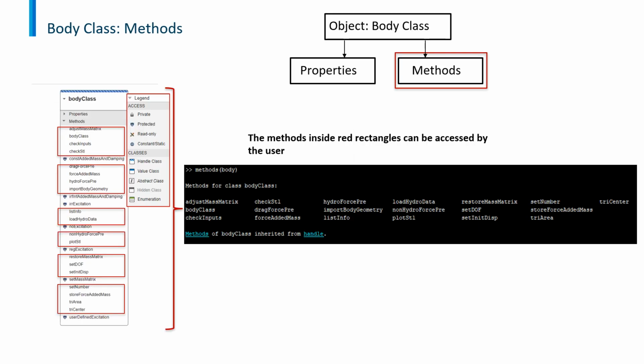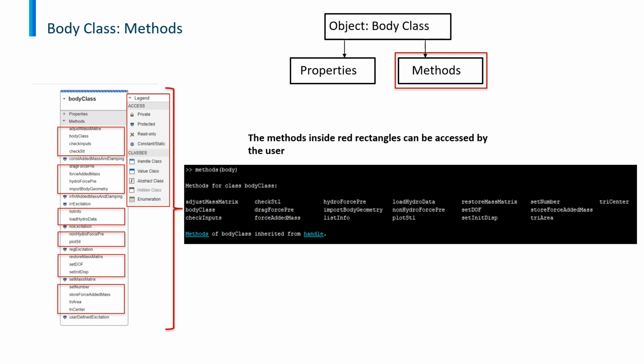The physical facts about the body are then used to evaluate additional attributes necessary to solve for the system dynamics. The methods of the body class are functions that use the known information to evaluate the attributes necessary to initialize the simulation. The methods that are shown in the red rectangles are accessible to the user to probe the existing information or to use the methods to evaluate additional information.